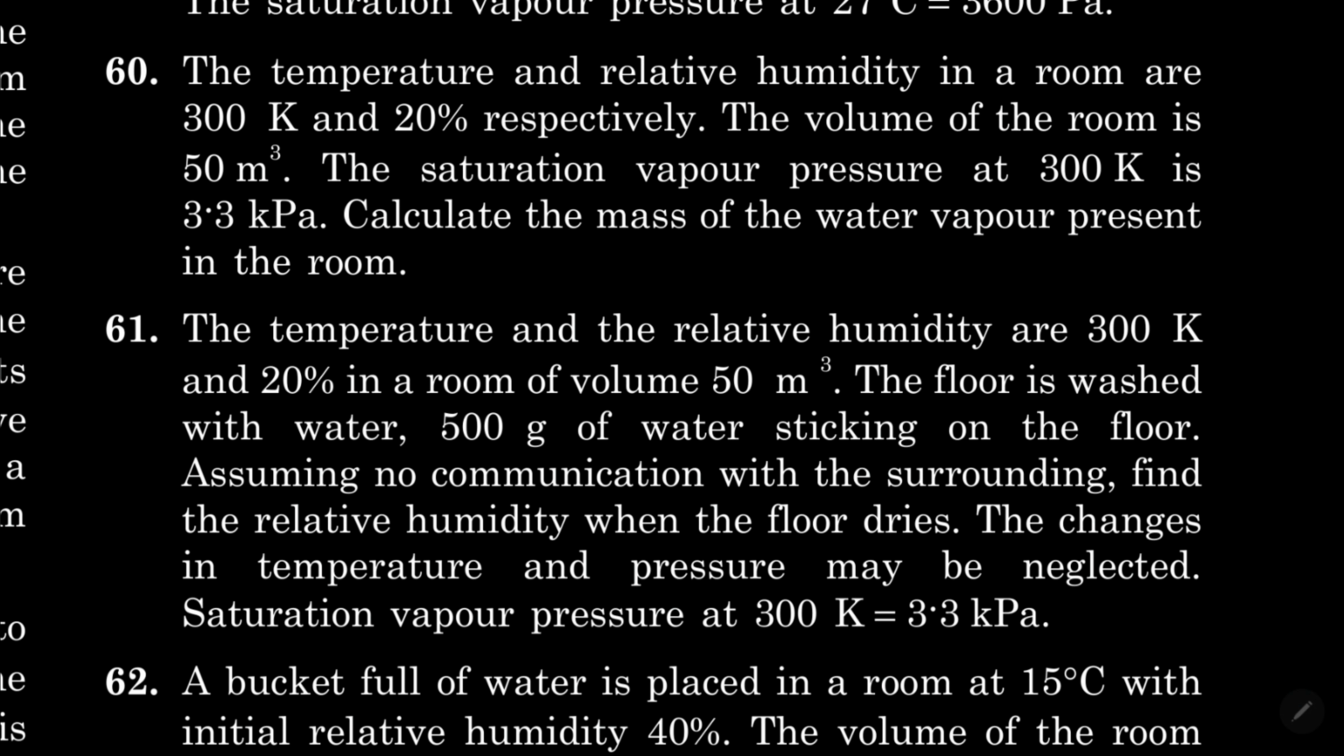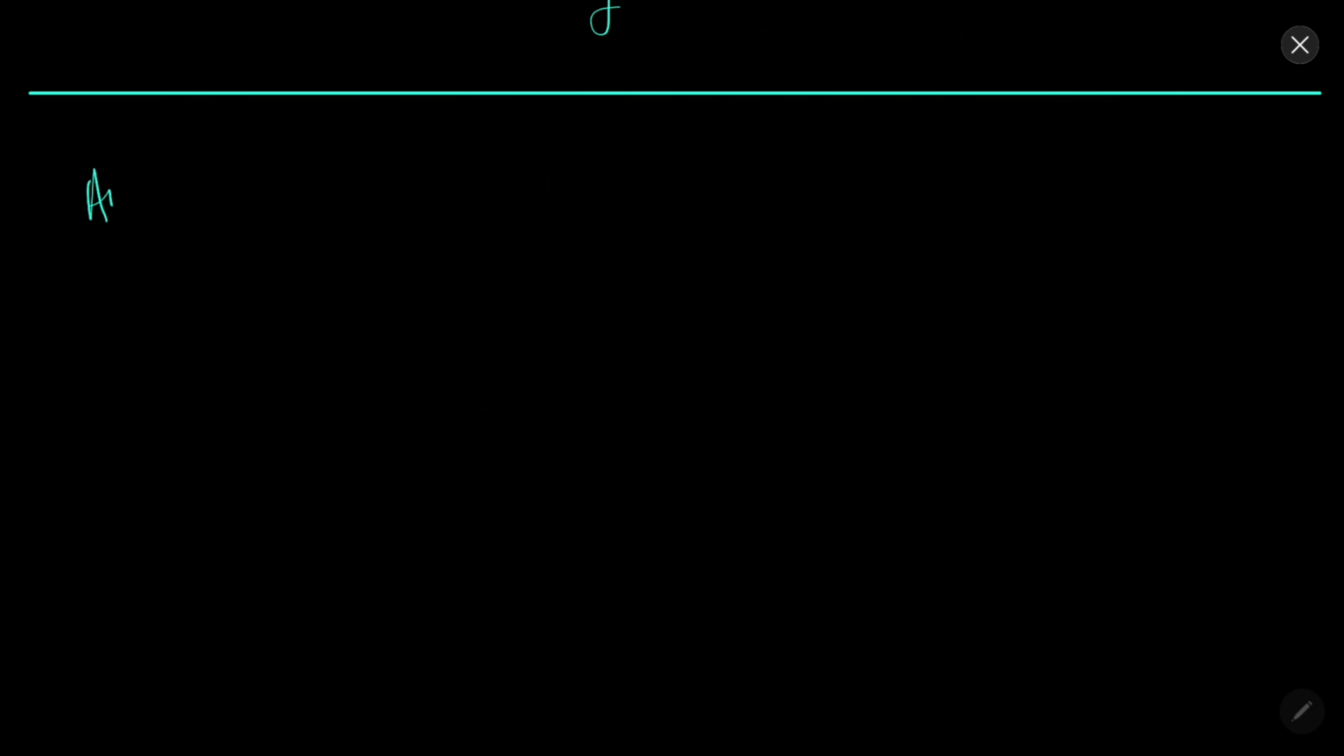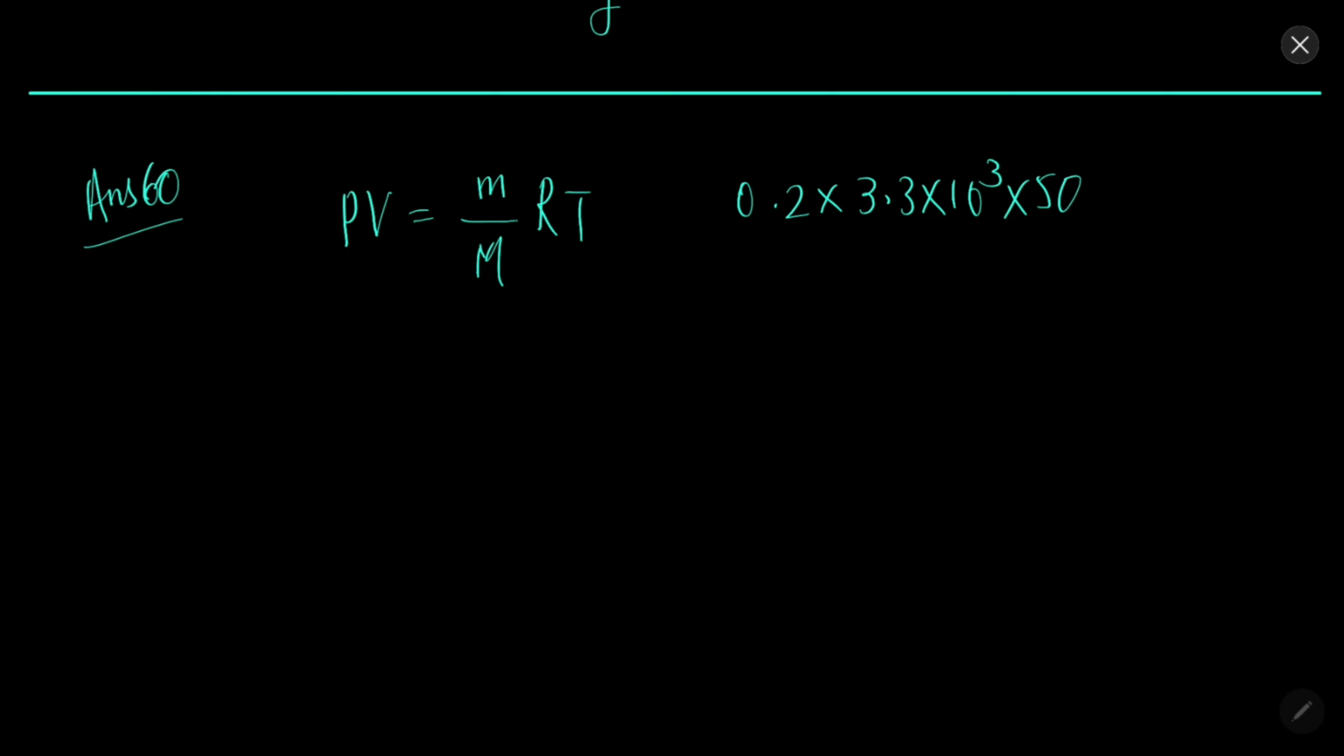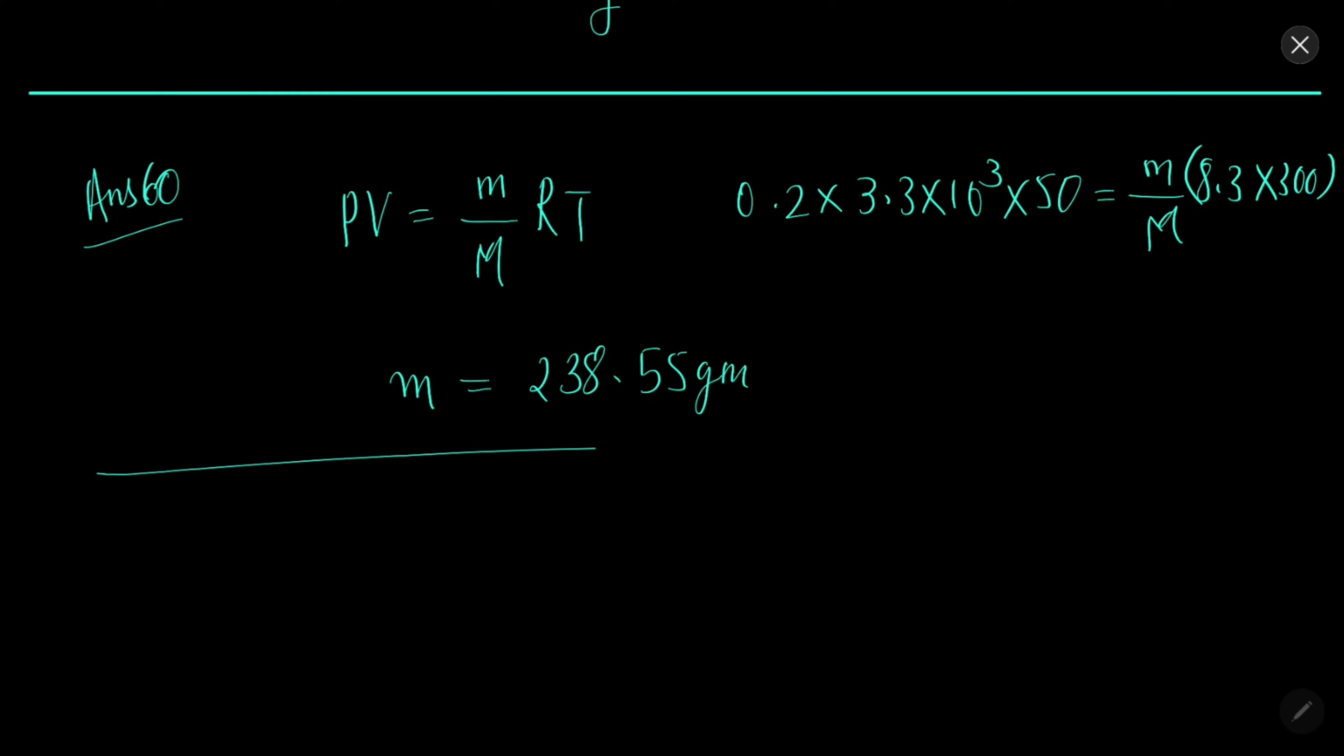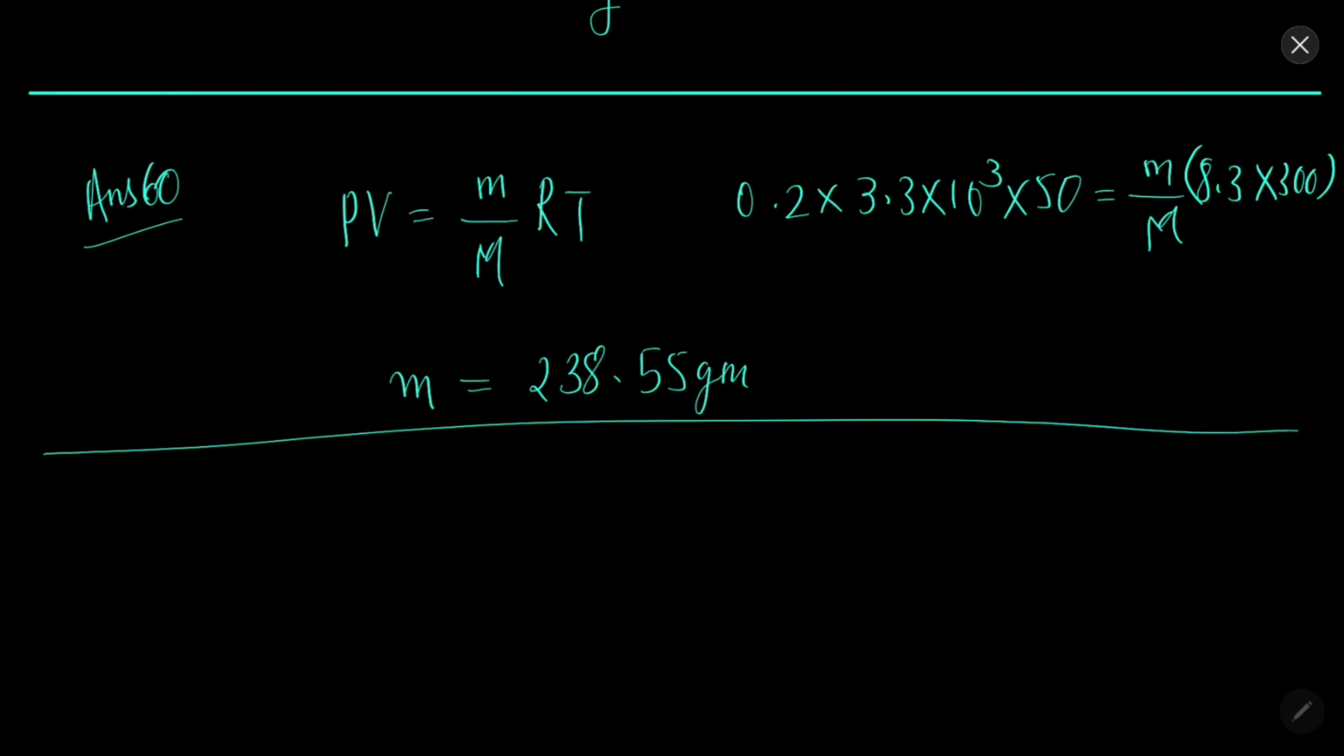In question 60, calculate the mass of water vapor present in the room. Solution 60. So PV equals M by M RT, so equal to M by M, 300. So M equals 238.55 grams. So this is the mass of water present in the room.